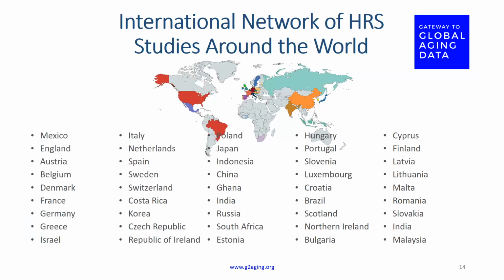Because of the remarkable success of the HRS, there have been studies developed in 47 countries around the world intended to be comparable to the Health and Retirement Study. We tend to call this the HRS International Network of Studies, or the HRS Family of Studies. And this network continues to grow and expand to even more countries, providing an incredible opportunity for cross-country research.